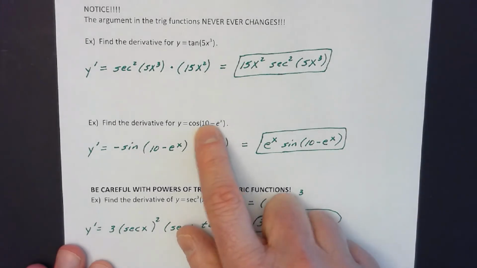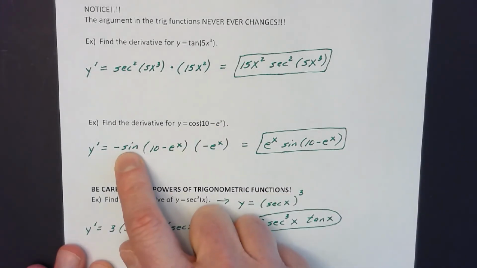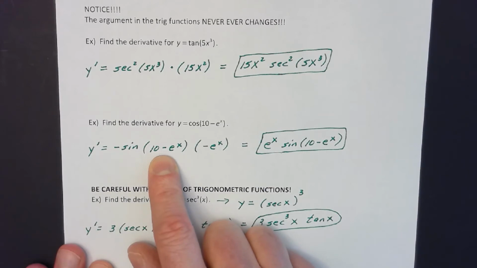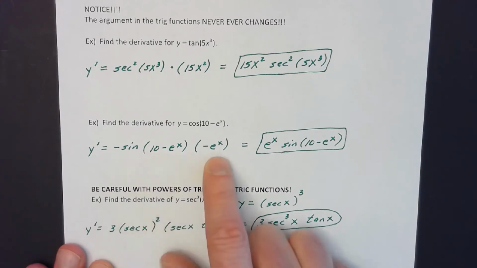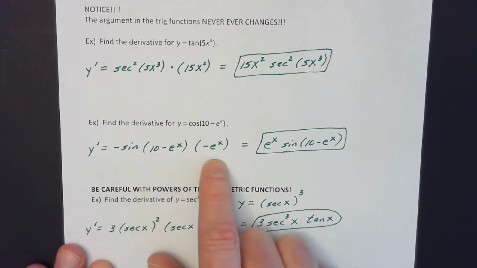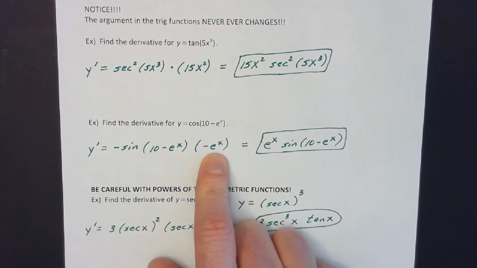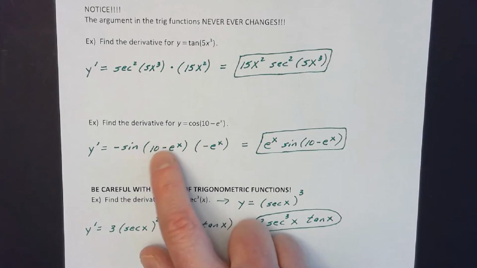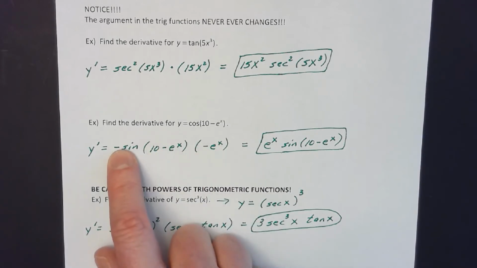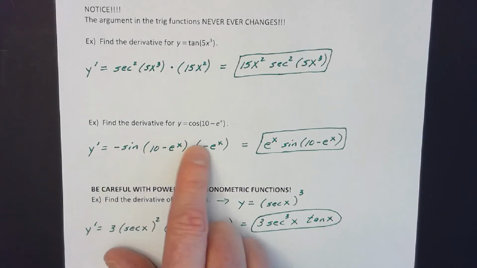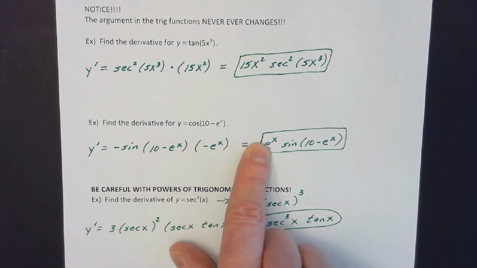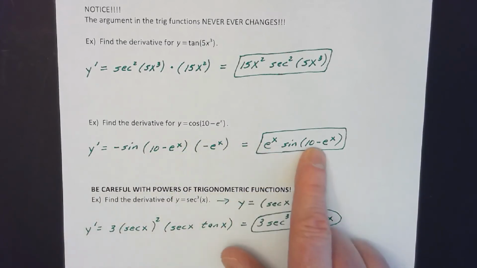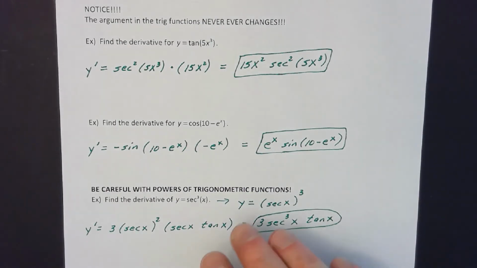And you say, well, the derivative of cosine is negative sine. You keep the angle 10 minus e to the x, and then where this comes from is you needed to multiply by the derivative of that angle. Well, the derivative of 10 is 0, but the derivative of negative e to the x is negative e to the x. And again, remember, that doesn't change the angle. It's multiplying the sine function out in front. So I had a negative times a negative. That's how that e to the x became positive. And then I had my sine of the angle, 10 minus e to the x.